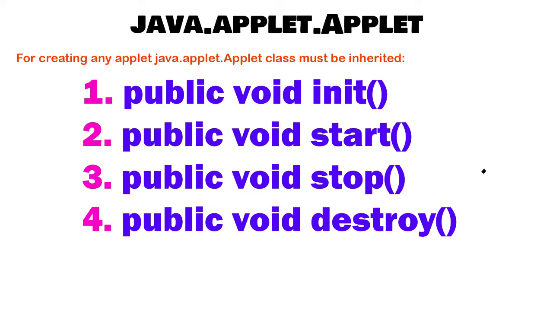Method 3 is used to stop the applet. It is invoked when the applet is stopped or the browser is minimized. Method 4 is used to destroy the applet. It is invoked only once.